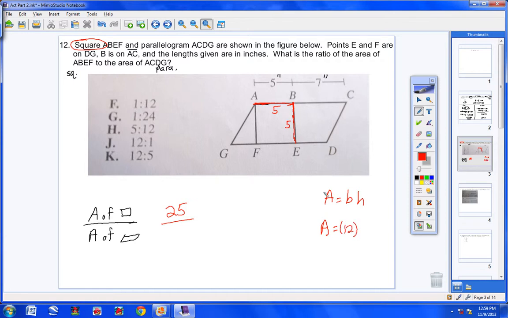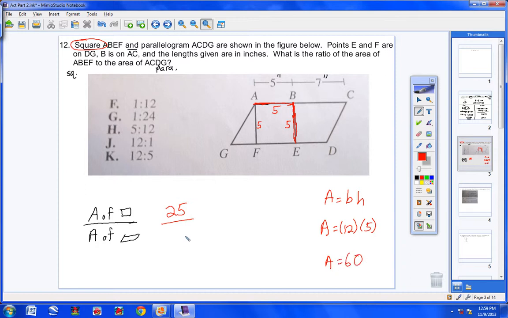Now the height is a line that goes straight up and down perpendicular, forming a 90-degree angle right here. Goes straight up and down. Well, look, I've got that right here. I mean, this line right here, 5, would also be the length of this line here, 5. So I know my base is 12. I know my height is 5. So my entire area is 60.